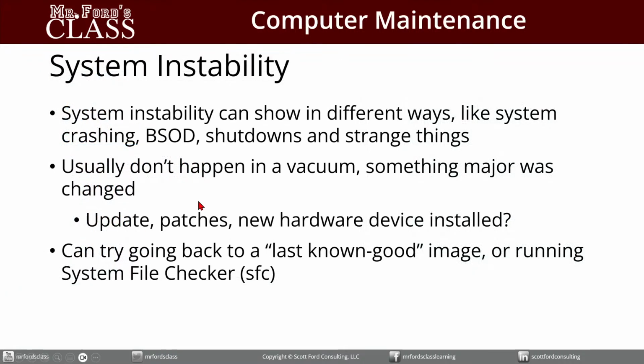All right, let's talk about system instability. System instability can show in different ways. Okay, this basically means your system is not stable, right? It's teeter-tottering, it's wobbling, it's not quite working right. You've got an instability in your system. So it can show up in a lot of different ways, like crashing, BSODs, shutdown, and other stranger things.